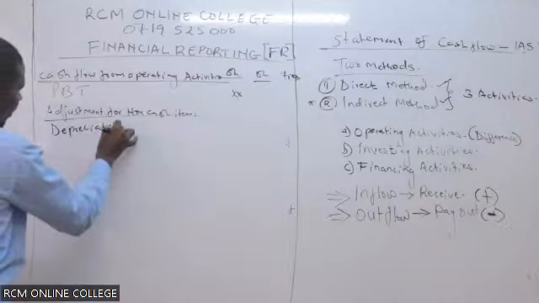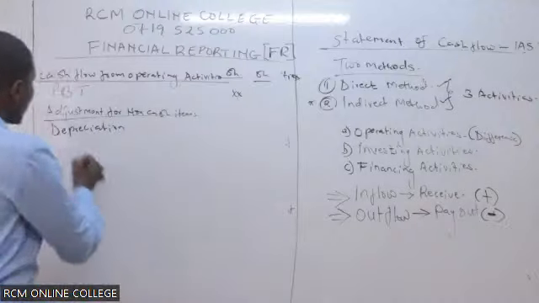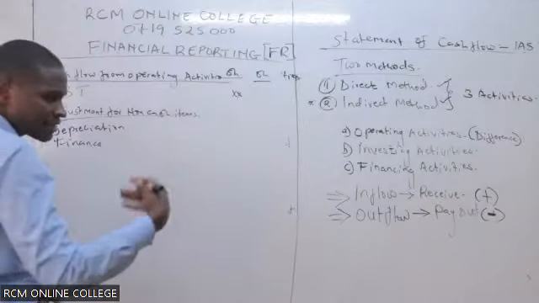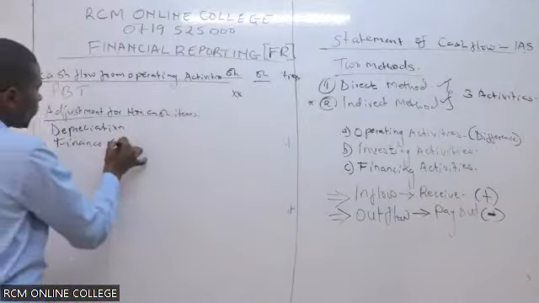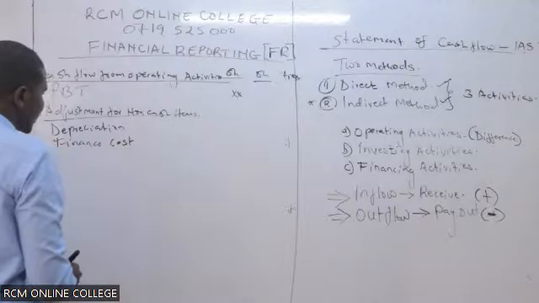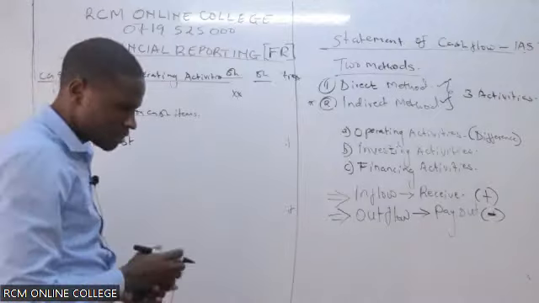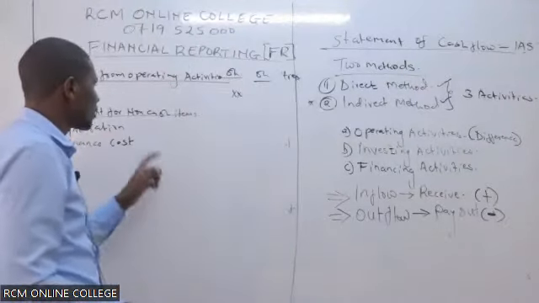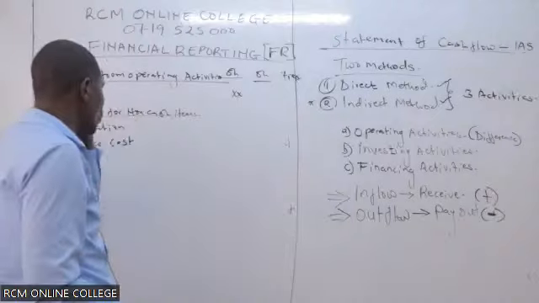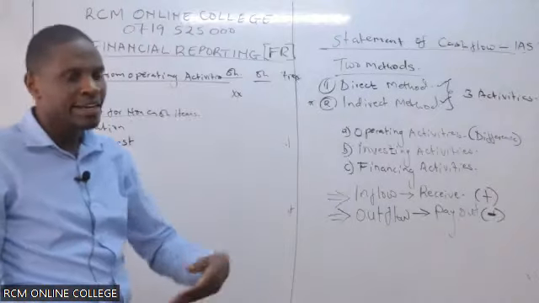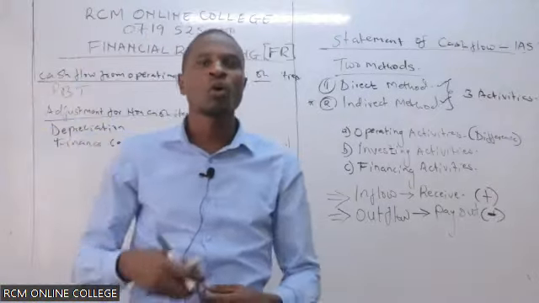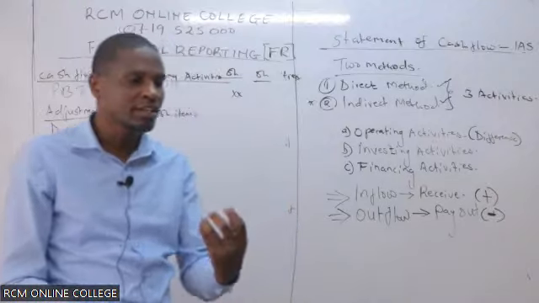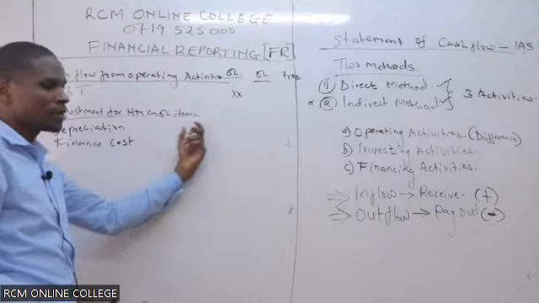Depreciation will be one of the non-cash items. Then we have finance costs. Still, finance cost, or the interest charge on loan, is also a non-cash item. But I want you to tell me, in the income statement, what happened to depreciation? Is it added or is it subtracted? Or is it treated as an income or an expense in the income statement? How do we treat depreciation?